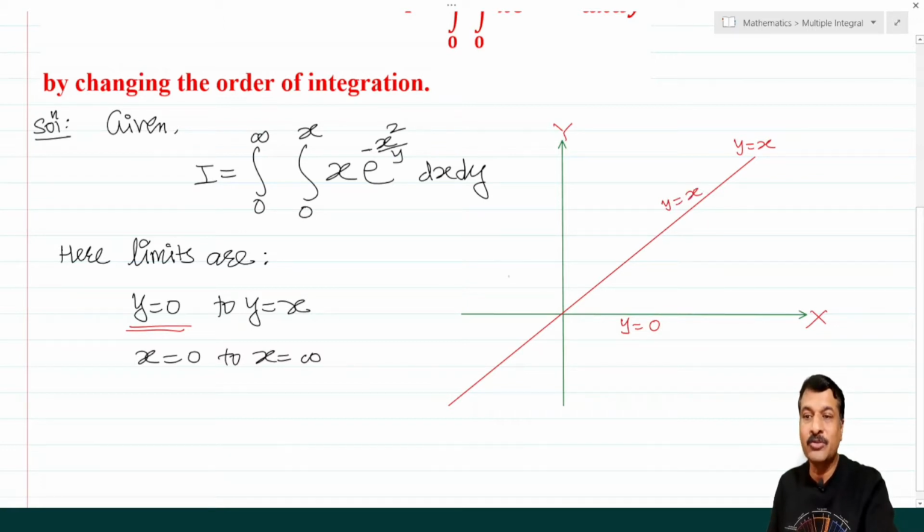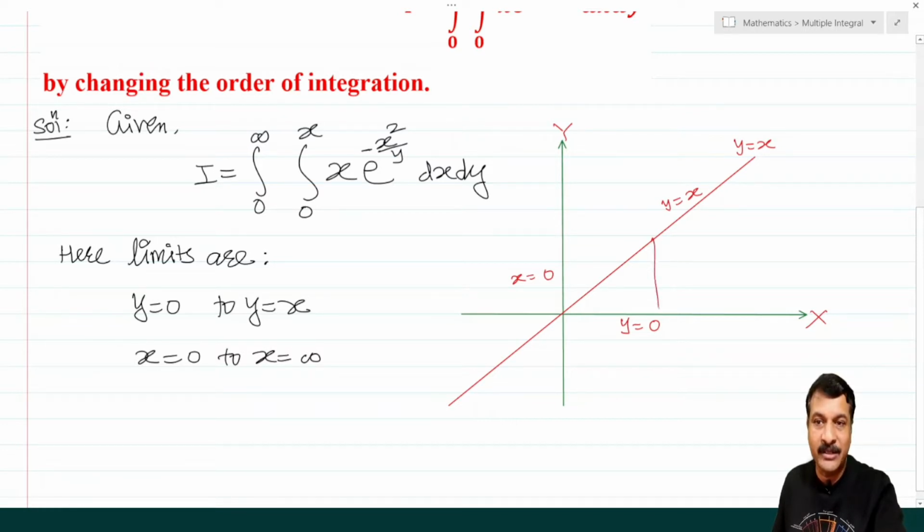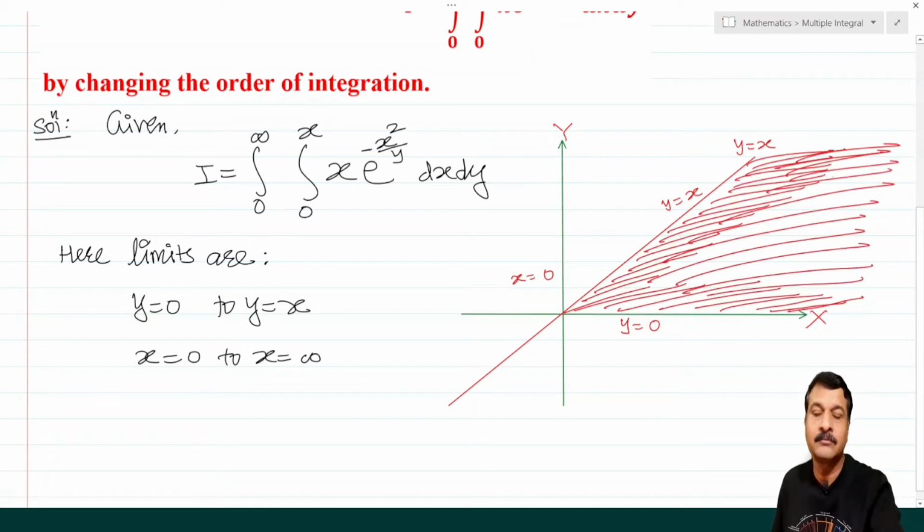x equal to 0 means the y axis, and x goes to infinity. So what is the region of integration here? That strip is on y equal to 0, means from here to here. This is the boundary of y and x equal to 0 to infinity. So this is the region of integration.